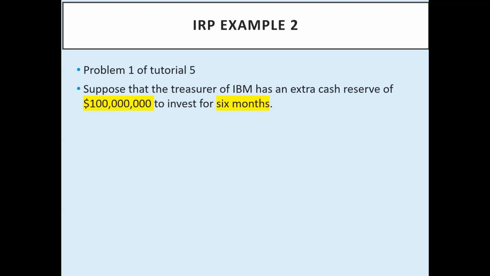and we have some cash reserves, right? So we have some money to invest and we're thinking about where to invest for 6 months, okay? So the principal amount that I have is 100 million USD and I want to invest for 6 months, okay?